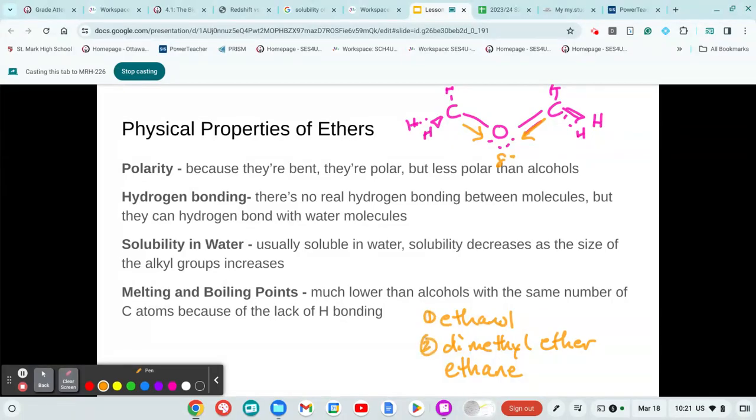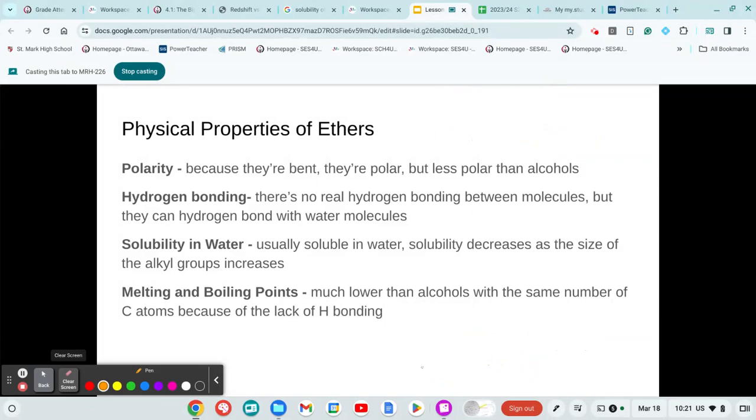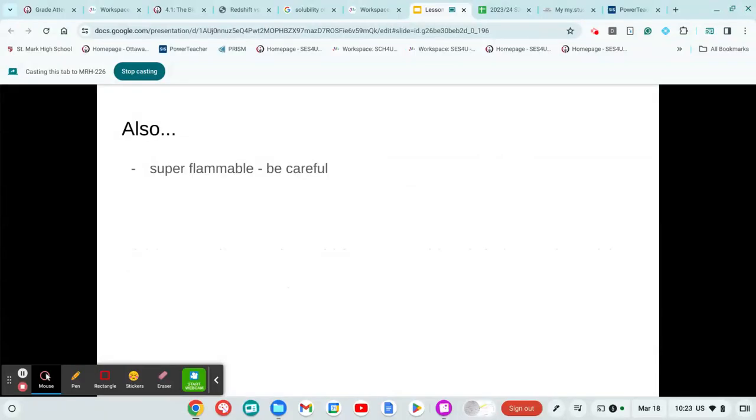Then dimethyl ether, that's polar, but it doesn't have hydrogen bonding. So it would have the second highest boiling point. And then ethane is completely non-polar. That would have the lowest boiling point of the 3. They're also super flammable, just like alcohols.